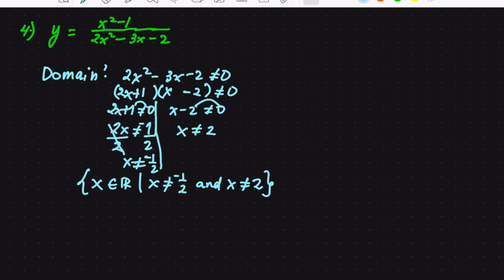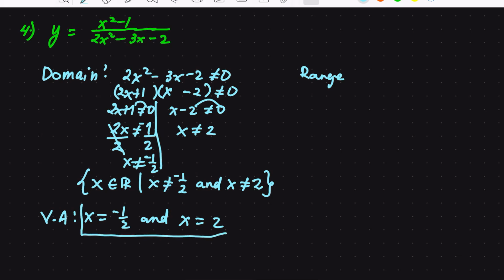So, yung range. Pero bago yung range, ihuli na natin, kasi madali nating i-determine ang vertical asymptote. So, ang vertical asymptote natin, ito na. Equal nga lang. So, x equals to negative 1 half and x is equal to positive 2. Okay? So, that is our vertical asymptote.